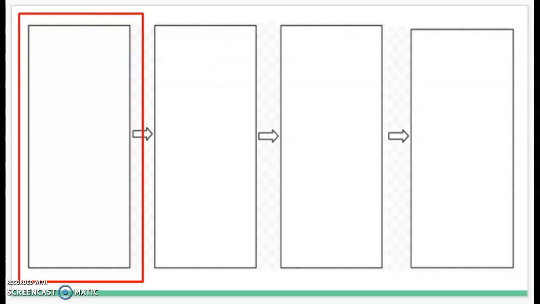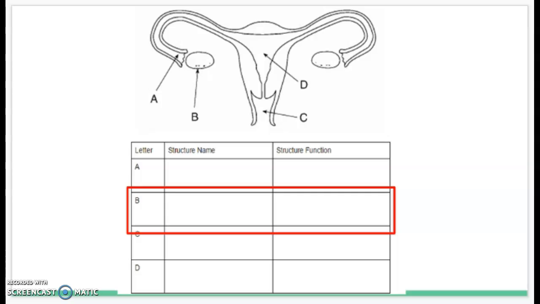Okay, so this is a picture of the female reproductive system, and there's 4 major parts that we need to know. Today we're just going to focus on B. B is the female's ovaries, and that is where the eggs are produced and released from, and also where hormones like estrogen and progesterone are also produced, which regulate a female's cycle and reproductive system.